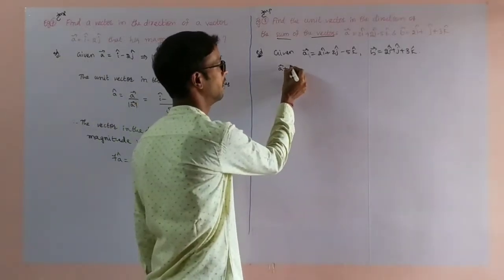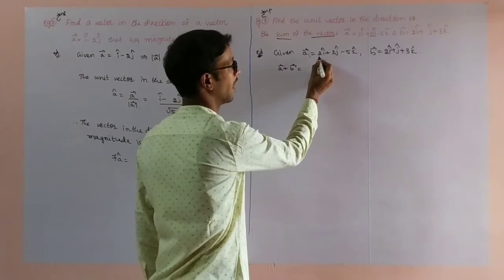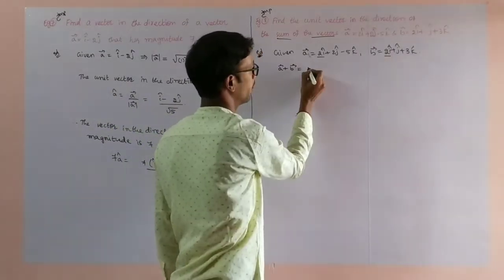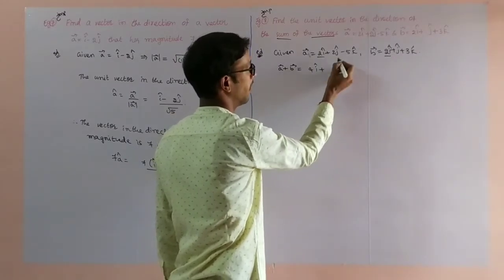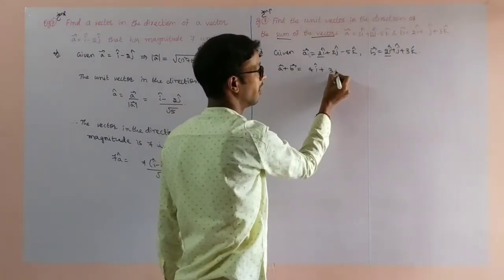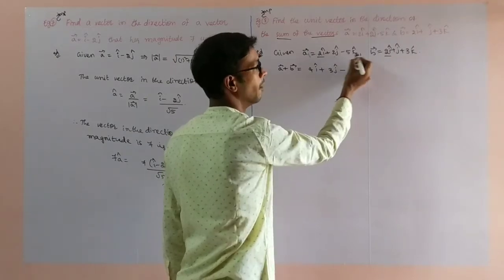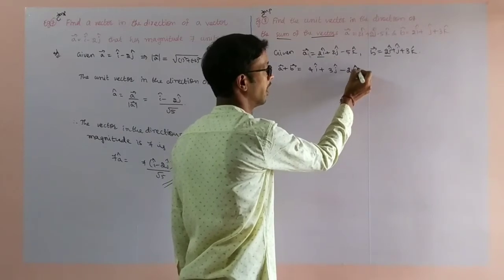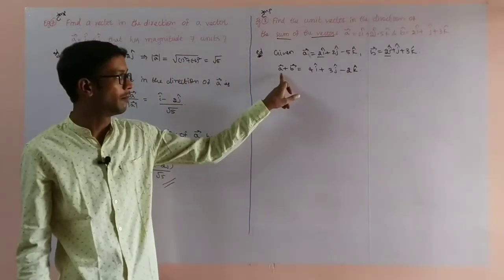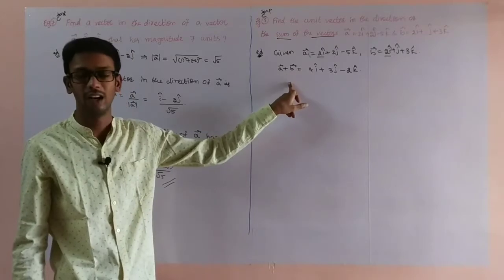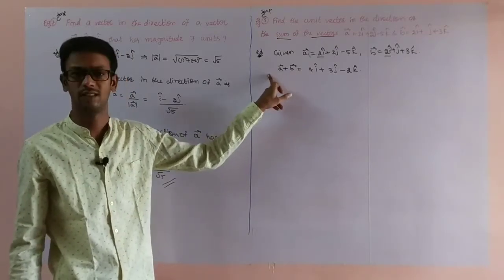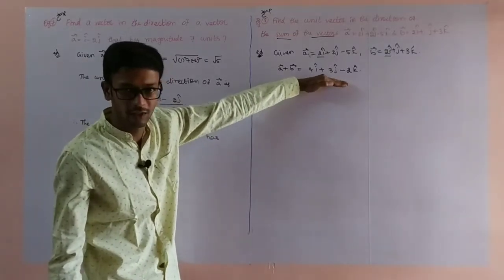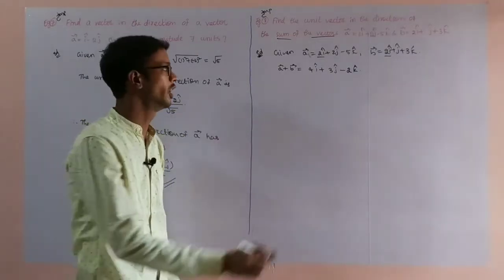a bar plus b bar is corresponding elements addition. 2 plus 2, 4i cap, plus 2 plus 1, 3j cap, minus 5 plus 3, which is minus 2k cap. This is a bar plus b bar. You can take this as c bar, or otherwise continue. In the direction of this vector, you have to find the unit vector.